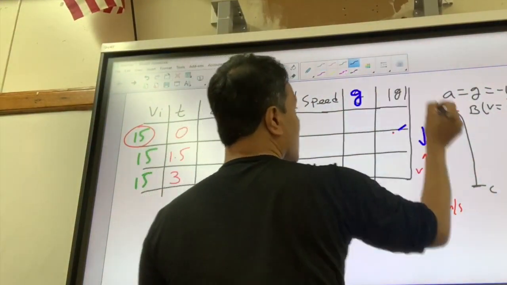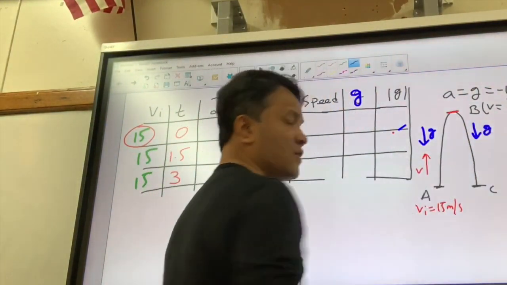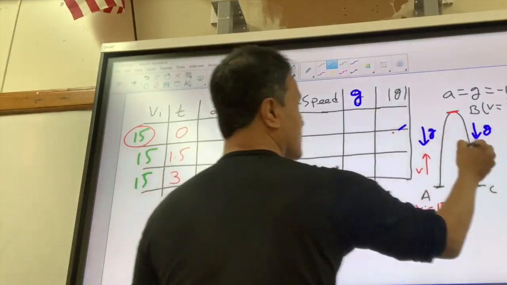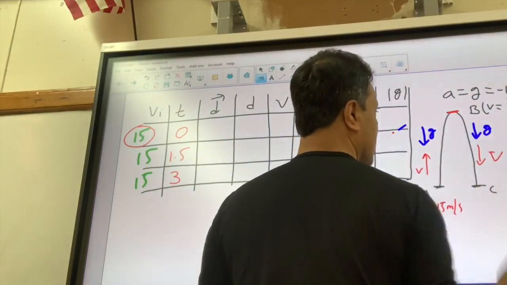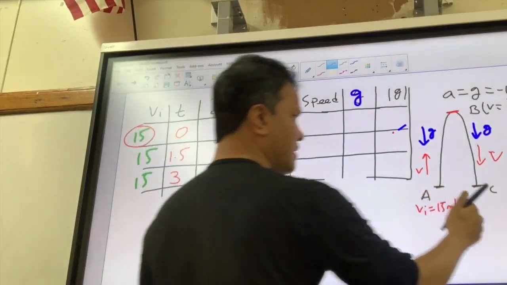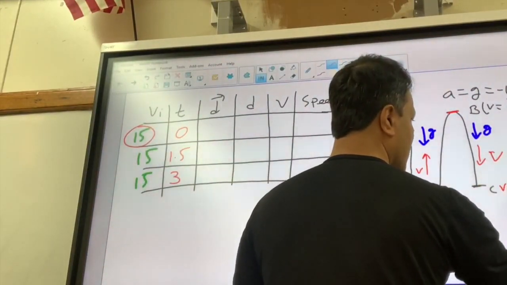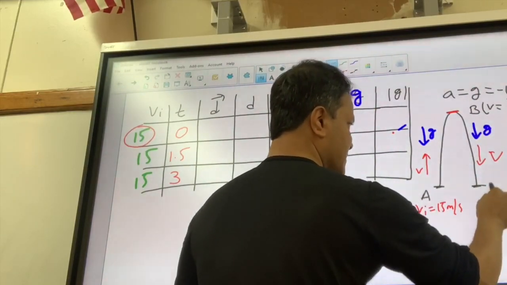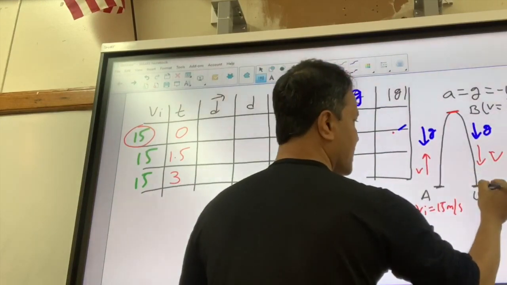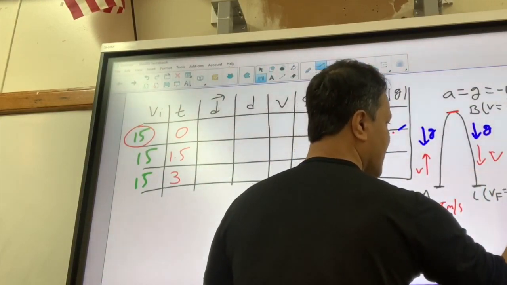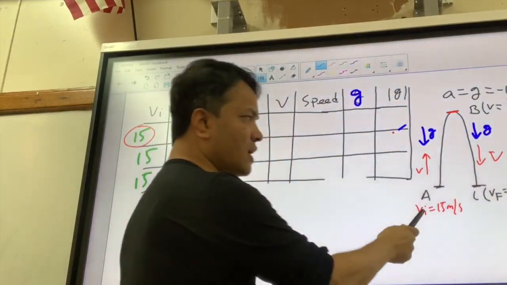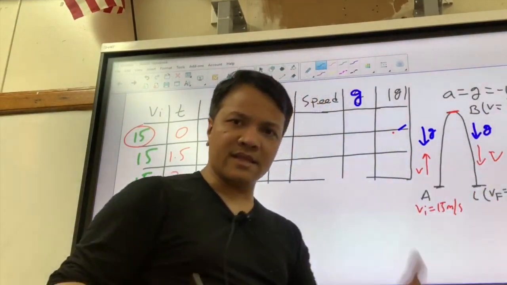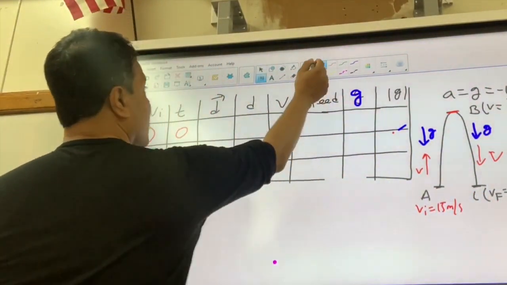Now the acceleration due to gravity is always downward, and of course when the ball falls, its velocity is also downward. So the final velocity would be equal in magnitude but opposite in direction. So at C, final velocity would be negative 15 meters per second, which is equal in magnitude but opposite in direction. Why is that? Because this is totally symmetric, and that's what we're going to prove in this table.